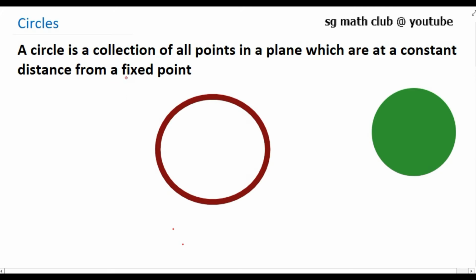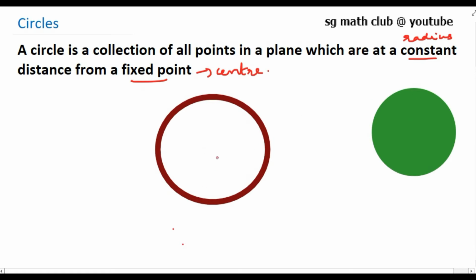You have already studied about circles in class 9. So what do you mean by circle? It is a collection of all points in the plane which are at a constant distance from a fixed point. This constant distance is called the radius, and the fixed point is called the center of the circle.